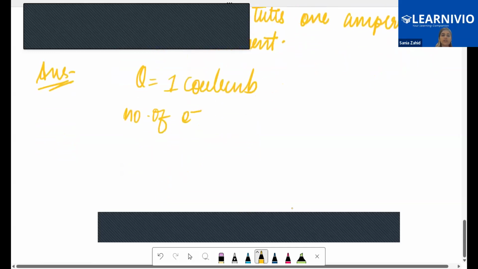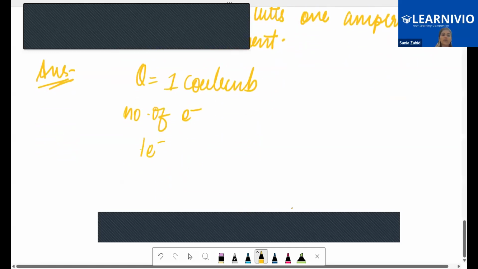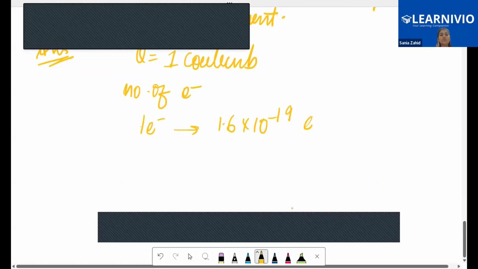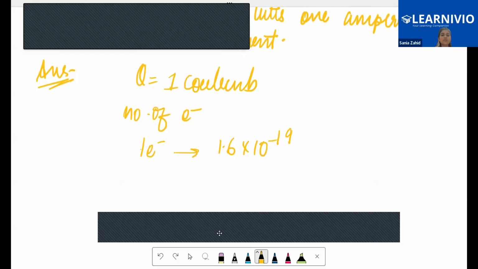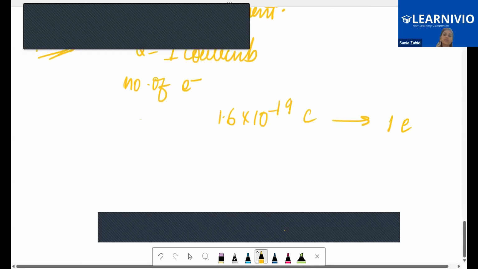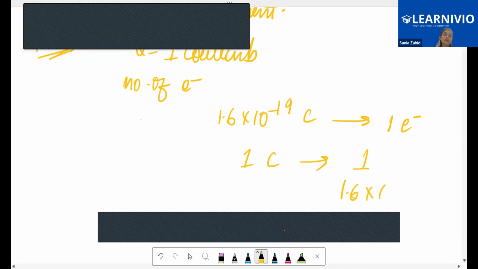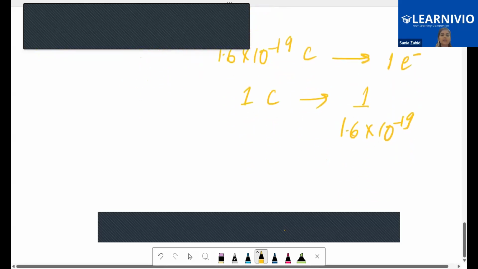Now I told you one thing, that 1 electron has how much charge? 1.6 into 10 to the power minus 19 coulombs. Now just use the unitary method. Just reverse it. You can say 1.6 into 10 to the power minus 19 coulomb is present in 1 electron. So 1 coulomb is present in how many electrons? 1 upon 1.6 into 10 to the power minus 19.